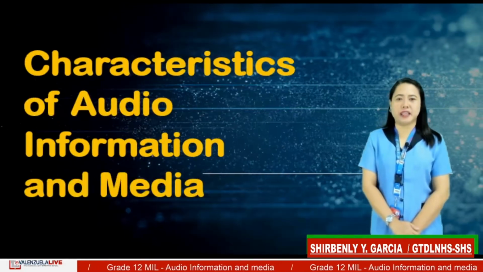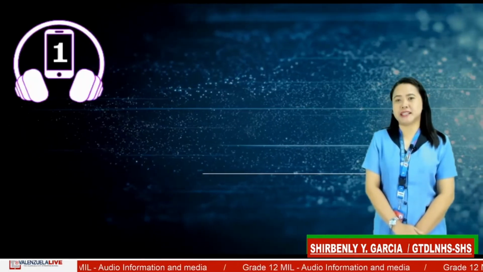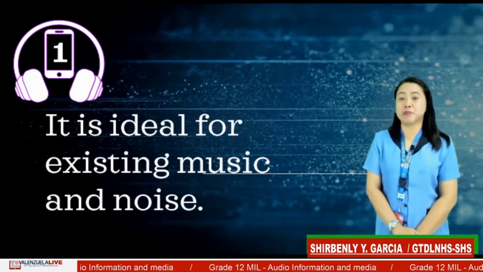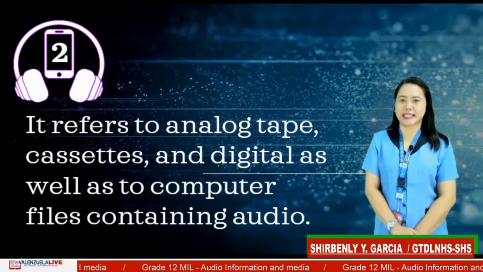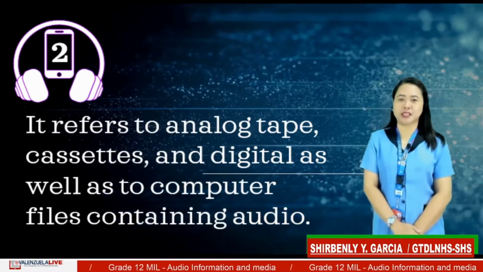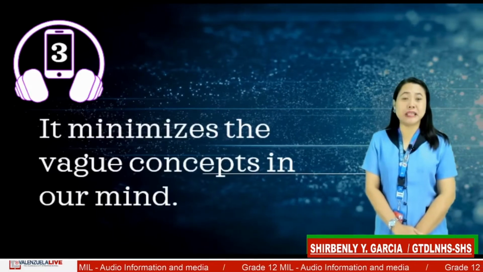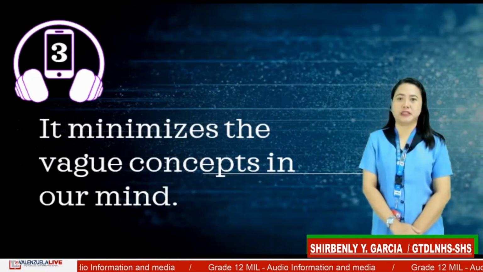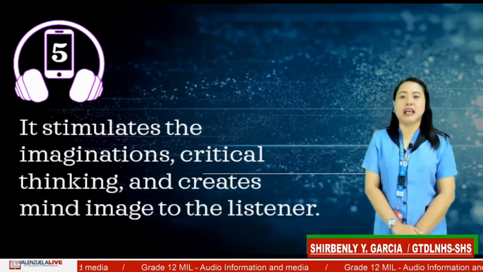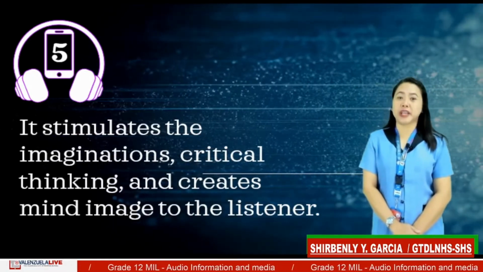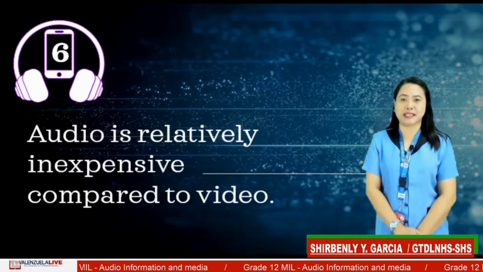Now, let us identify the characteristics of audio information and media. First, it is built or ideal for existing music and noise. Second, it refers to analog tape, cassettes, and digital, as well as to computer files containing audio in any number of digital formats. Third, it minimizes the vague concepts in our mind. Fourth, it helps retaining our interests. Fifth, it stimulates the imaginations, critical thinking, and creates mind image to the listener. And lastly, it is relatively inexpensive compared to video.